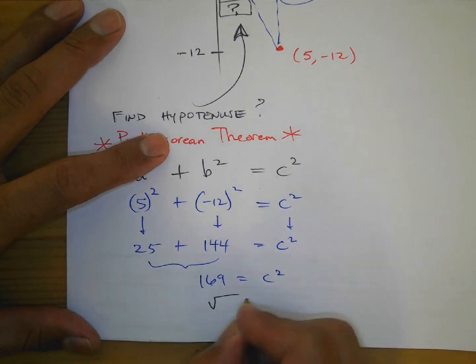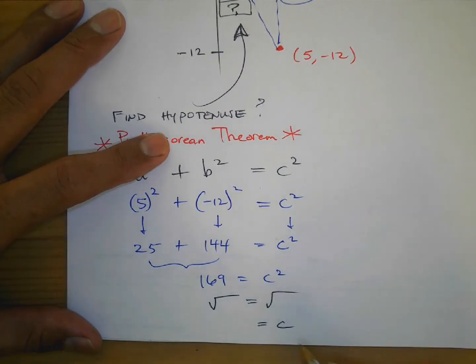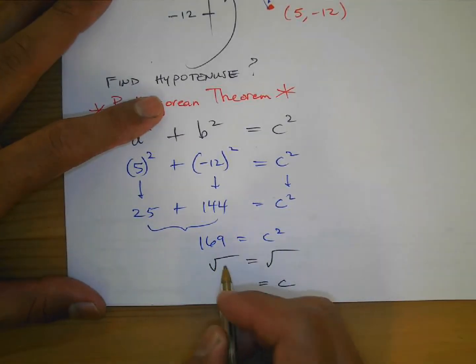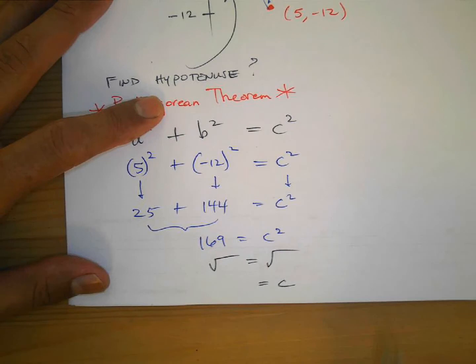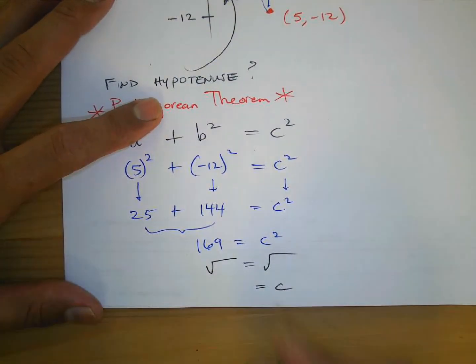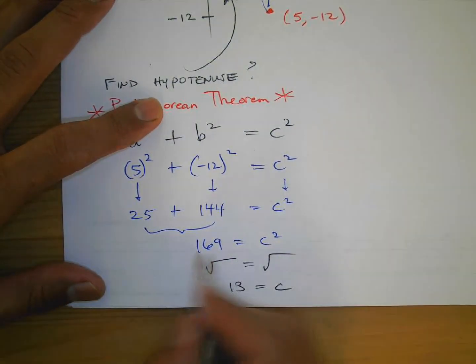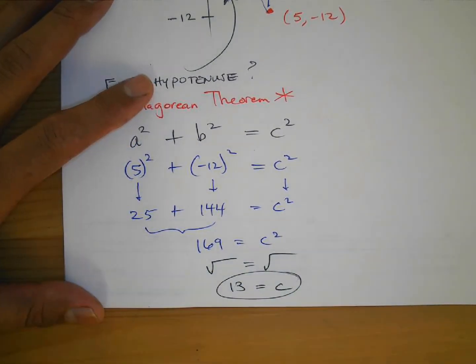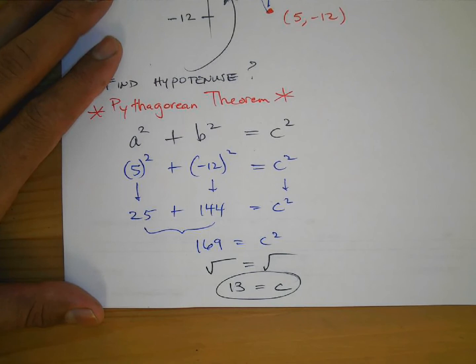Take the square root of both sides. You're going to get c is equal to, you really get plus and minus 13, but remember we're talking about a positive. A hypotenuse will always be positive, so it's just going to be 13. 169 is a perfect square root. When it's not, well, you simplify it or leave it as is.